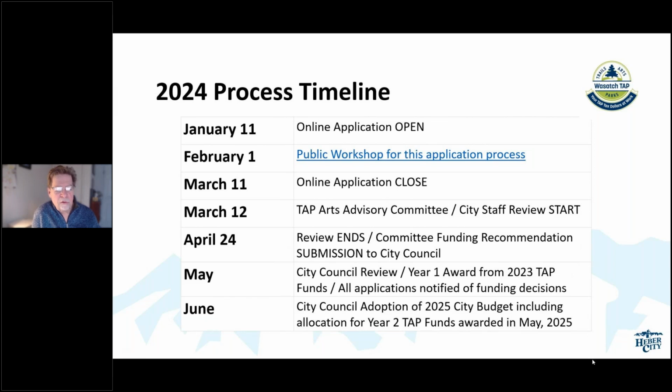Then on the 12th, your volunteer Arts Advisory Committee, together with city staff, will go through the process of reviewing, and I'll share with you the beginning of that in a second here. And then we've chosen April 24th to be the period that we are through everything. It's safe to assume that between the 12th of March and April 24th, if you have submitted, there'll probably be some questions that we'll be directing to you.